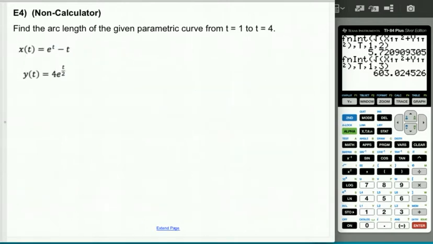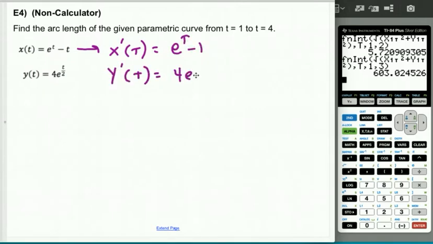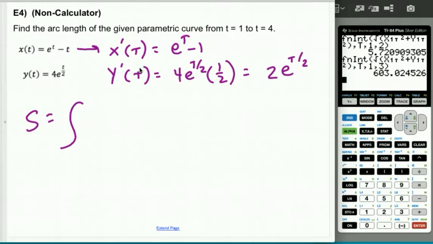All right. So non-calculator again, we're going to find the arc length of the given curve from 1 to 4. So I need to find x prime of t. So x prime of t is going to be e to the t minus 1. I need to find y prime of t. Well, that's going to be a 4e to the t over 2 all times a half. So I'm pretty sure that that's a 2e to the t over 2. Cool. So then my arc length should be the integral. Now notice, it asks you to find the arc length, not just the expression, which means this has to be one I'm able to integrate, but it's going to be a little ugly sometimes.